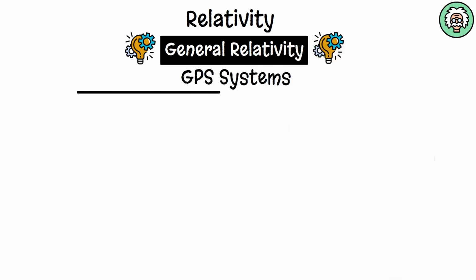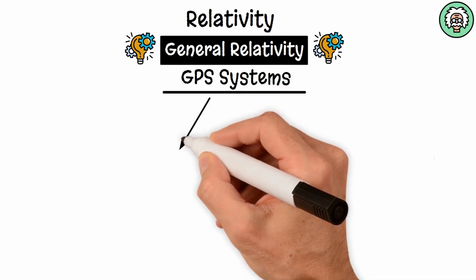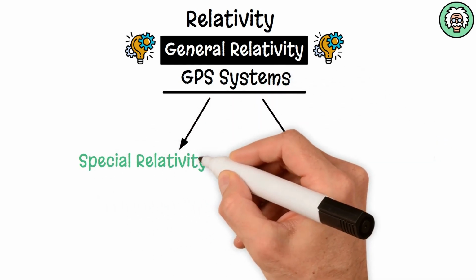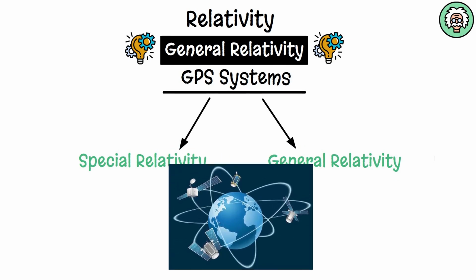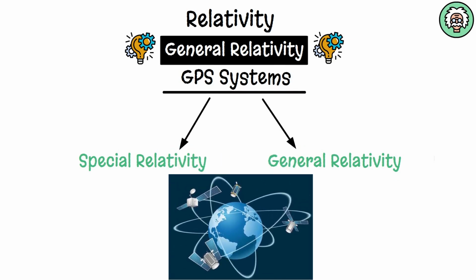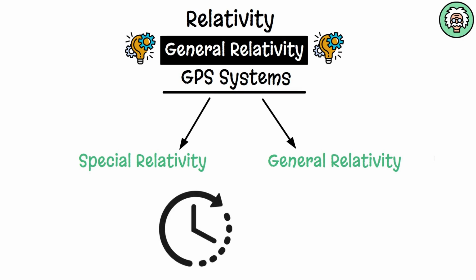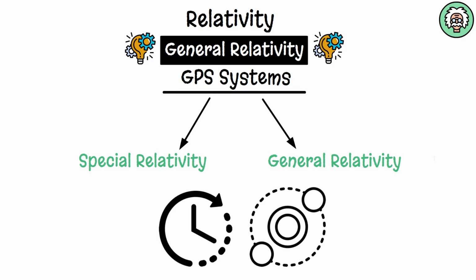GPS systems. The Global Positioning System, GPS, relies on both special and general relativity. Satellites orbiting Earth experience less gravitational pull and move faster than objects on the surface. Without accounting for time dilation and the effects of gravity, the positioning information would be inaccurate.